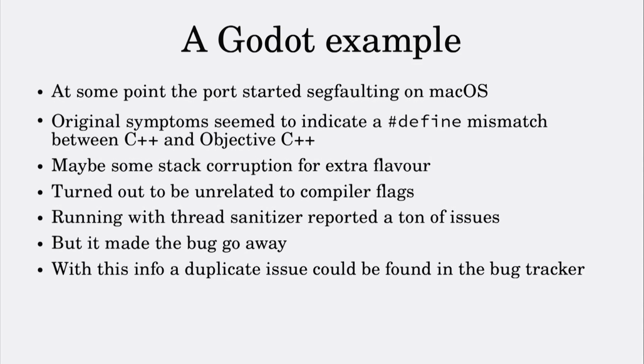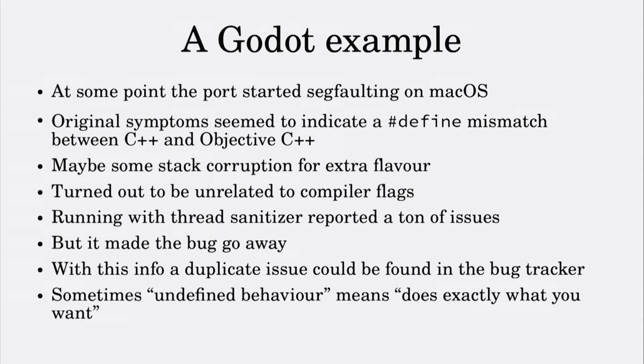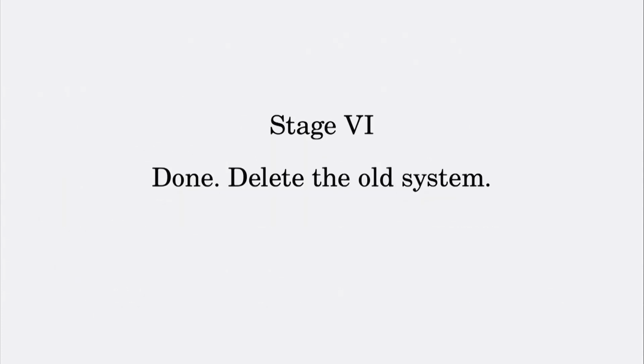Well, eventually, with this information, the duplicate issue could be found in the bug tracker. And this was a known thing. And I think people are working on fixing that. But the interesting question is why does this issue appear when you build with Meson and not when you build with the original build system, which was SCons? And the answer to that is sometimes undefined behavior means it does exactly what you want. And it was just a thing. No one knew. And then you have stage number 6, where everything is done. You delete the old system, and then you are free.